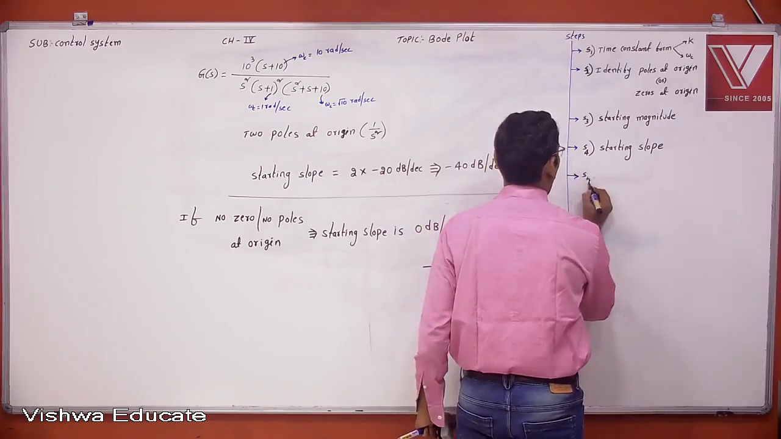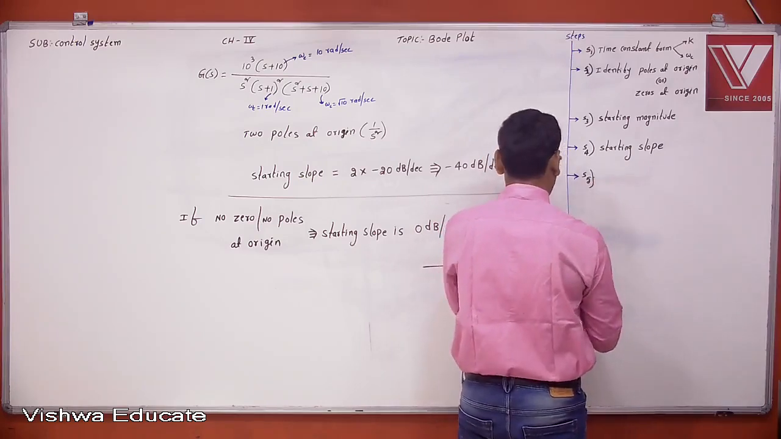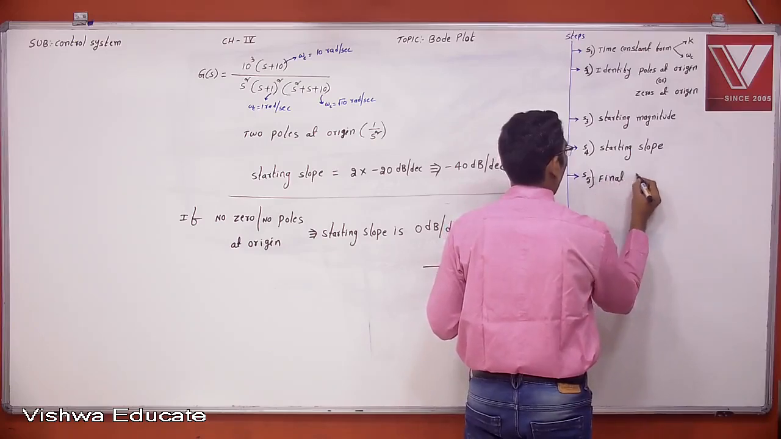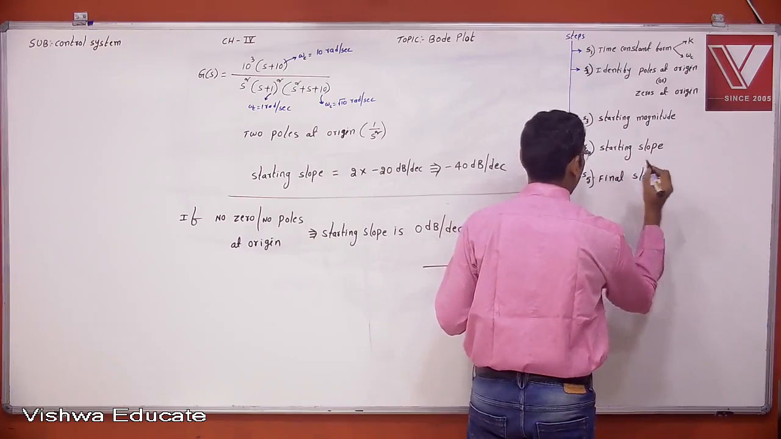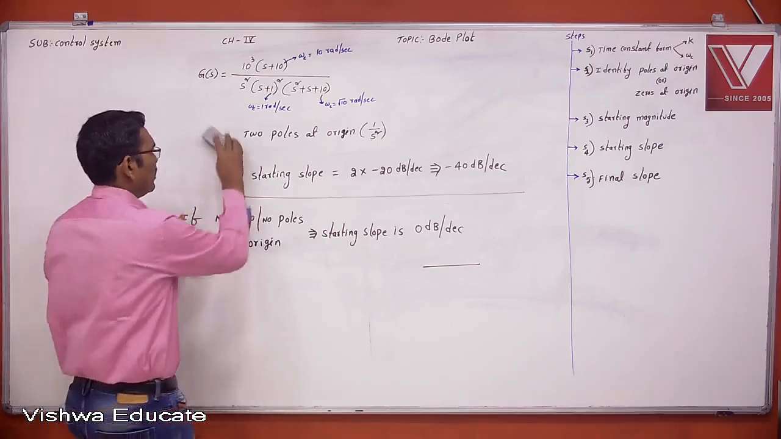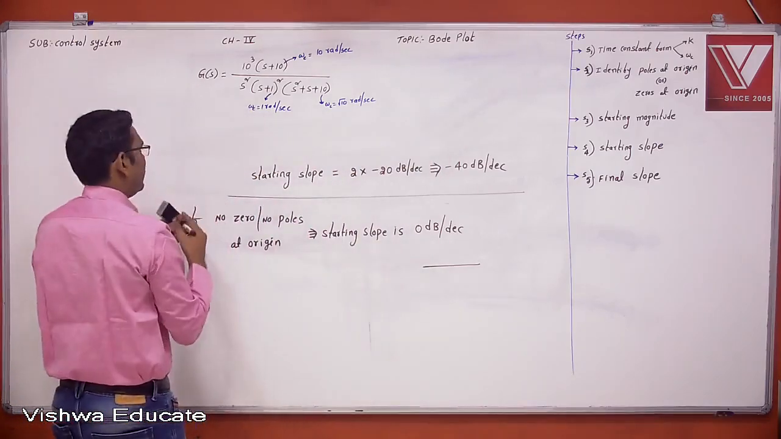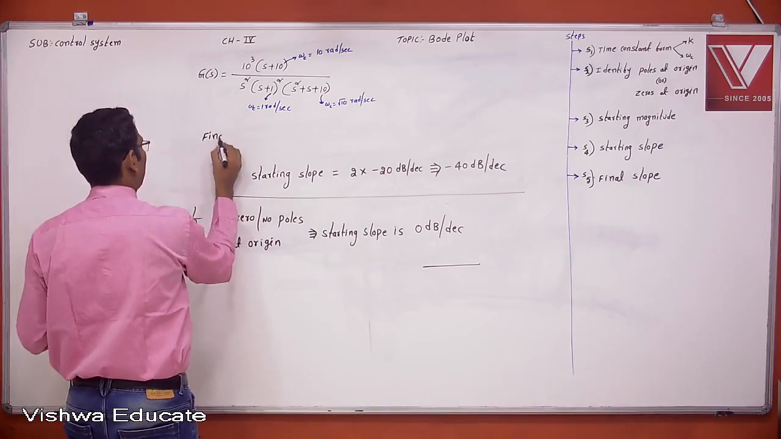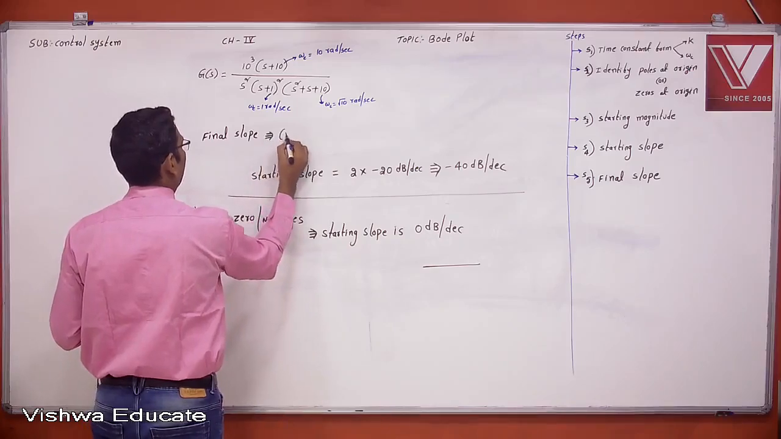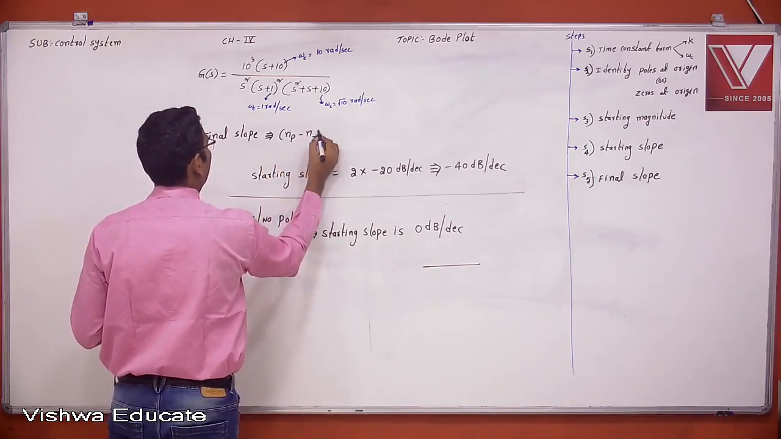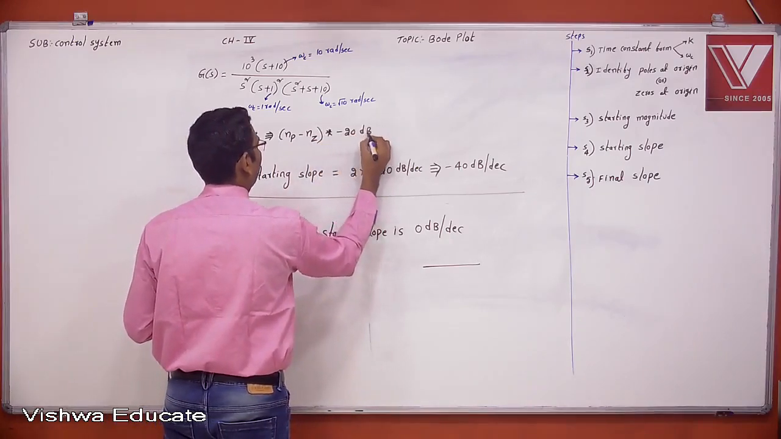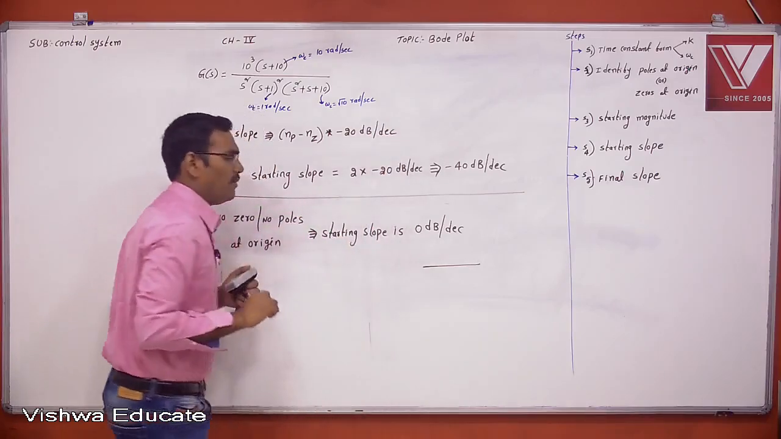Now step number 5 is the final slope, because in the Bode plot we want to consider the slopes. Now what should be the final slope? For any transfer function there is one shortcut method. The final slope is nothing but NP minus NZ multiplied with minus 20 dB per decade.